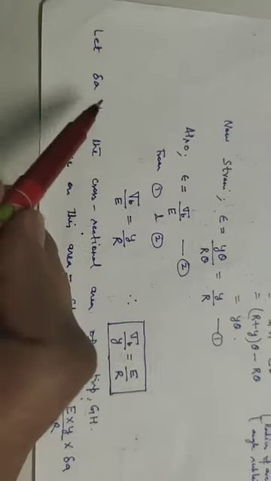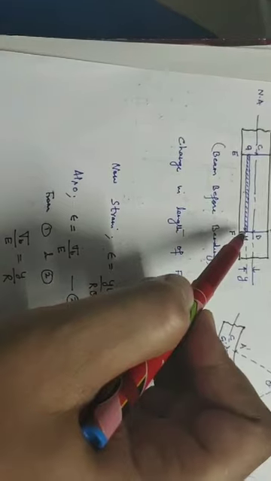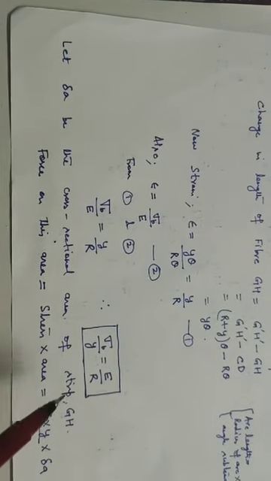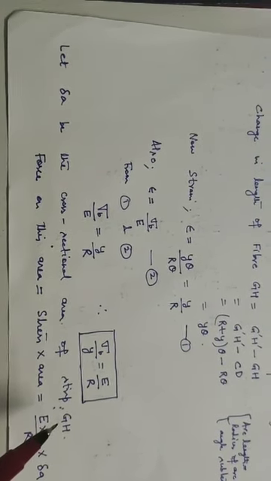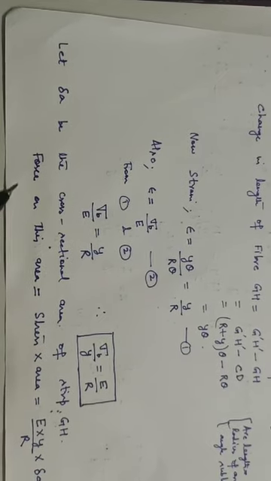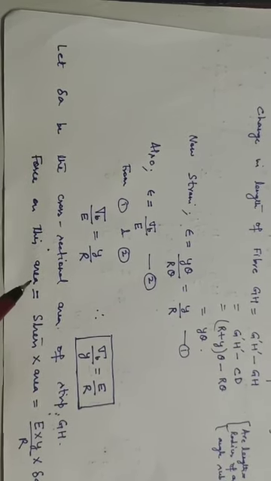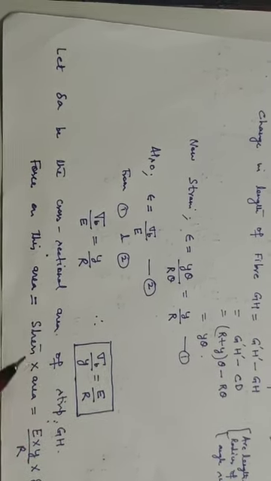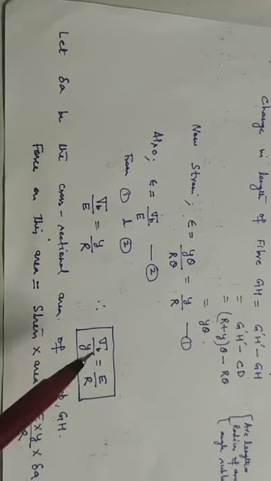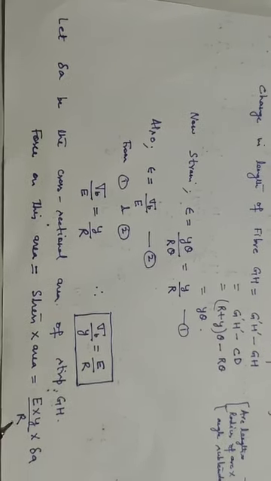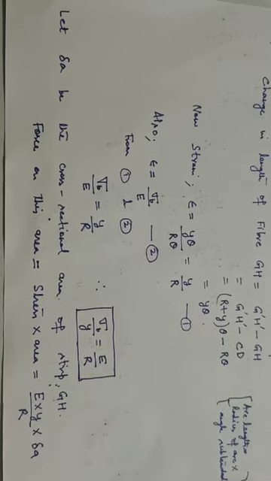Let delta A be the area of this fiber of strip GH. इस जो स्ट्रिप लिए जी इसका एरिया है, and the force on this area will be how much? Stress multiplied by the area. So the stress will be E into Y upon R multiplied by the area delta A.